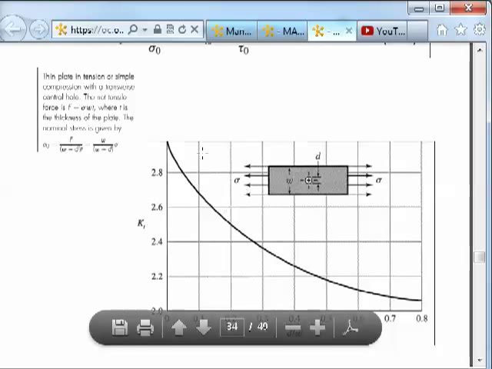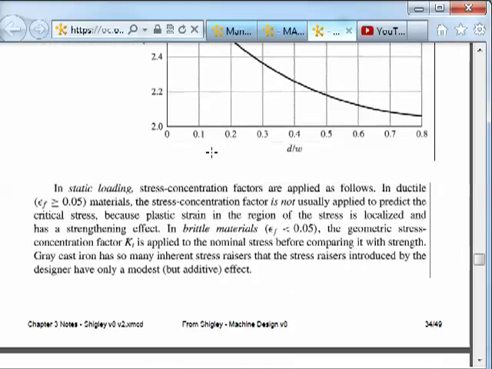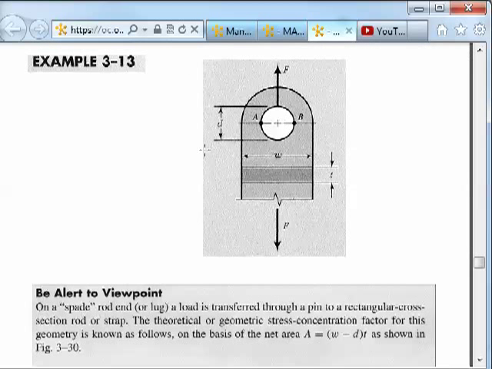Okay, and so there are lots of stress concentration charts in the back of the textbook, and I will leave it to you to take a look at those. Let's take a look at an example. What we have is this lug, which has a cross section with a thickness and a width. That lug is being loaded by a rope at the top.